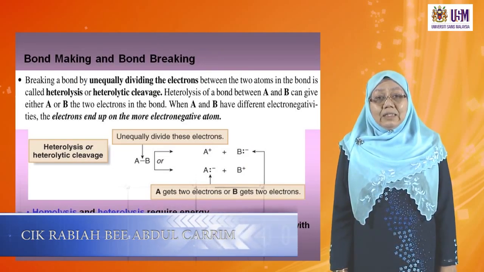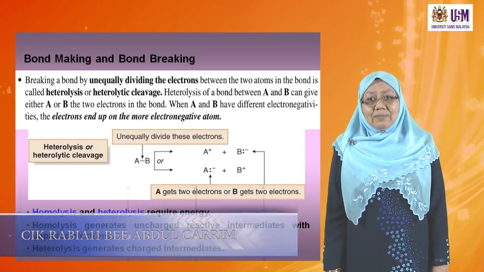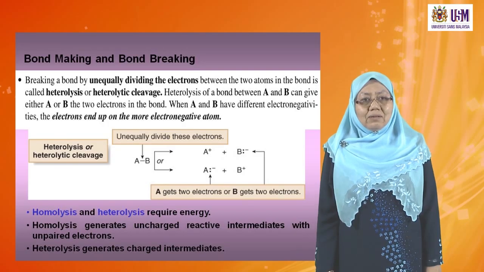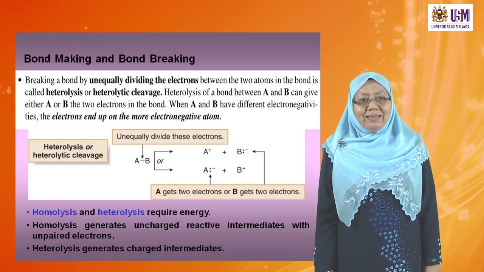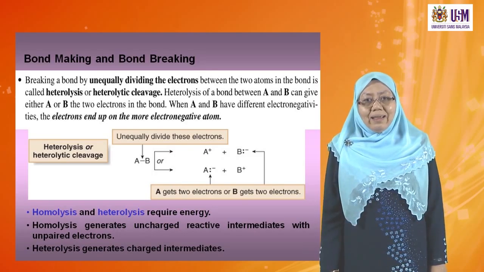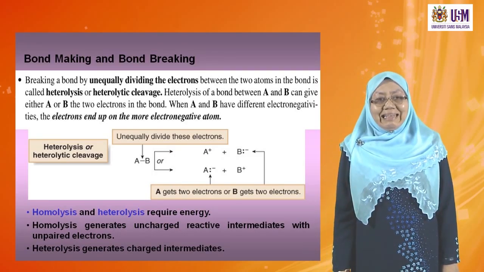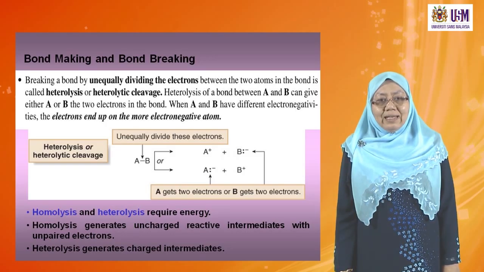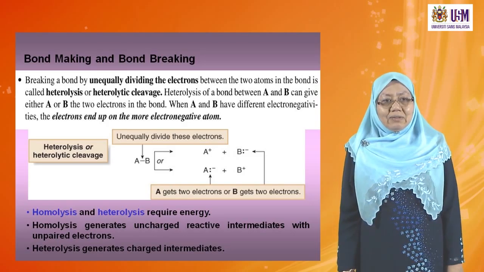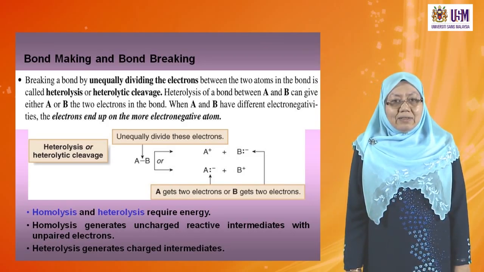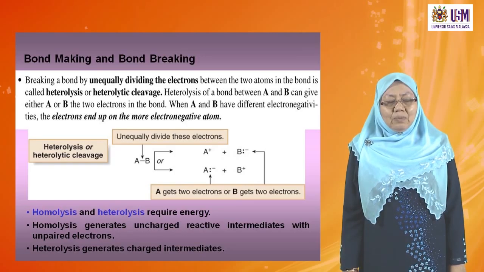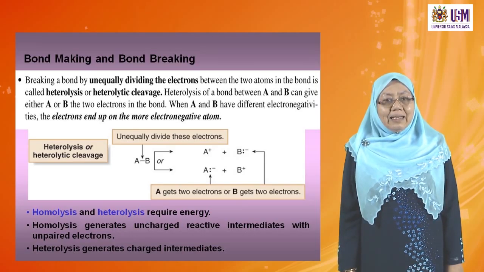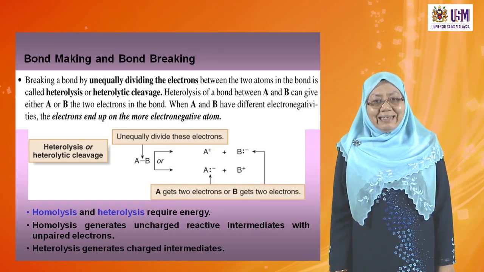Breaking a bond by unequally dividing the electrons between the two atoms in the bond is called heterolysis or heterolytic cleavage. Heterolysis of a bond between A and B can give either A or B the two electrons in the bond. When A and B have different electronegativities, the electrons end up with the more electronegative atom. For instance, we can see in a heterolytic cleavage, the electrons will be divided unequally. If B is more electronegative than A, then B will be the anion and A will be the cation. But if A is more electronegative than B, A will be the anion and B will be the cation.